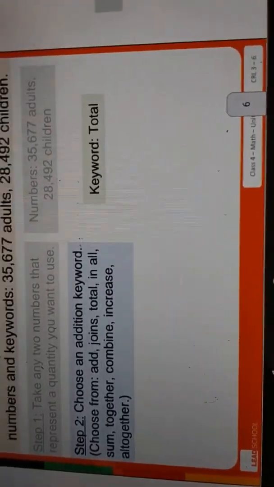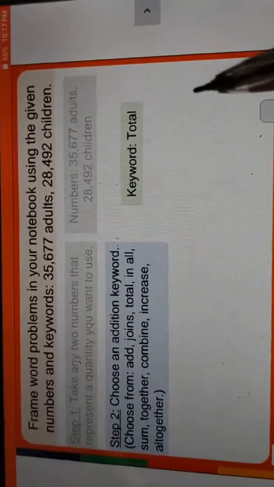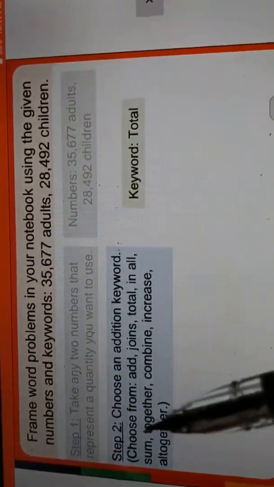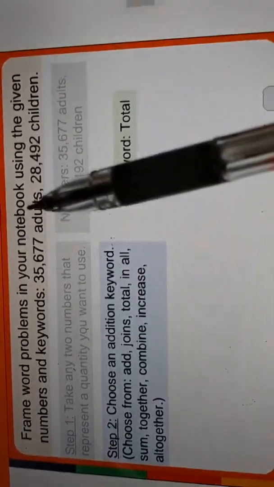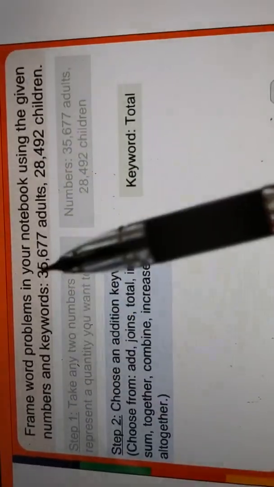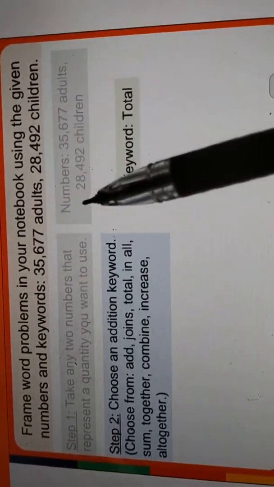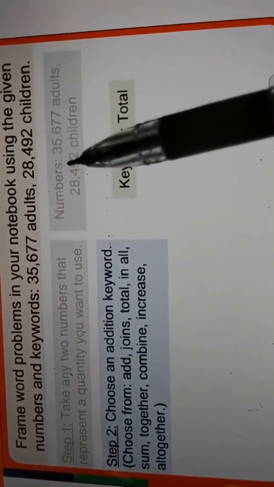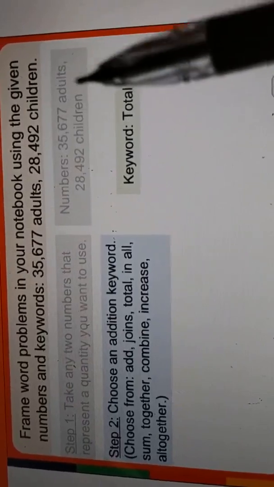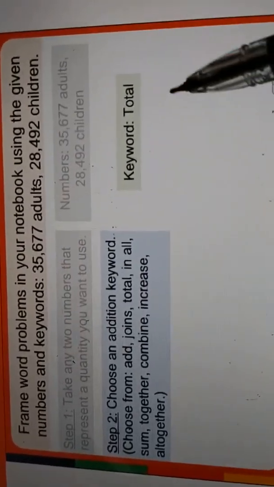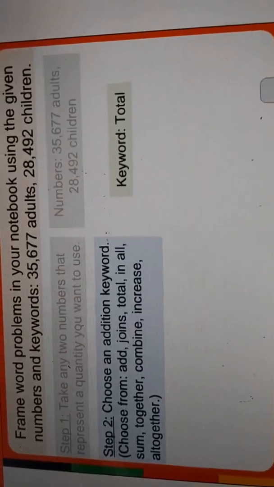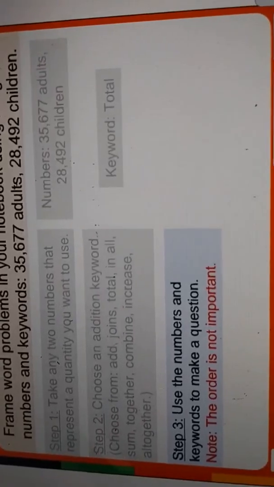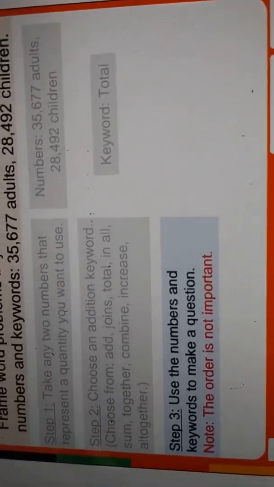So in the question, the keyword written is total. Now I'll repeat the question once again. Framing word problems in your notebook using the given numbers and keywords. So here 35,677 adults and 28,492 children are there, and the keyword is total. First of all we have to find the numbers, and second we have to find the keywords. Then, students, using the numbers and keywords we make a question.